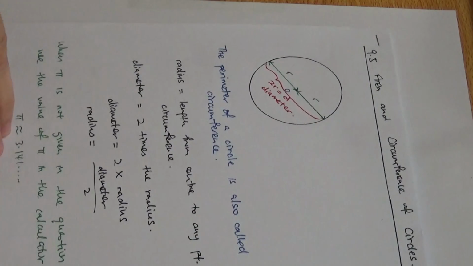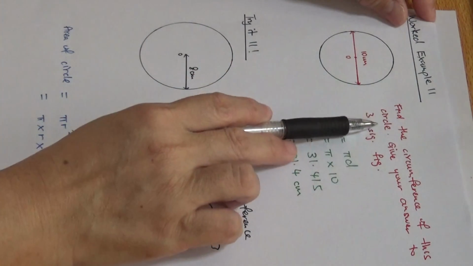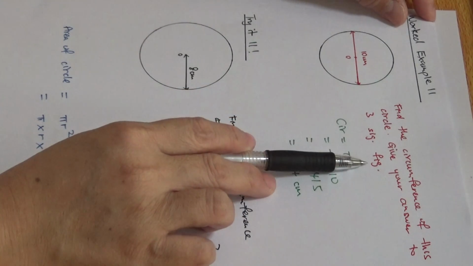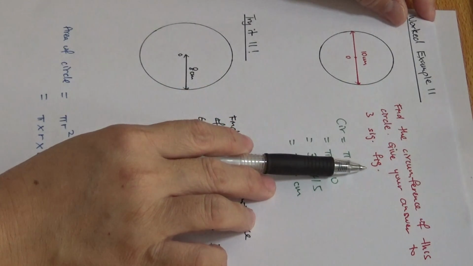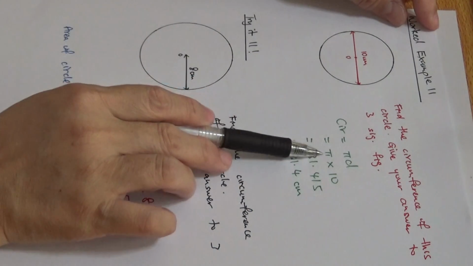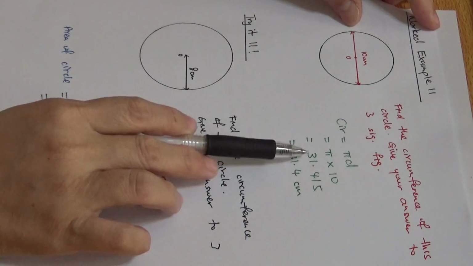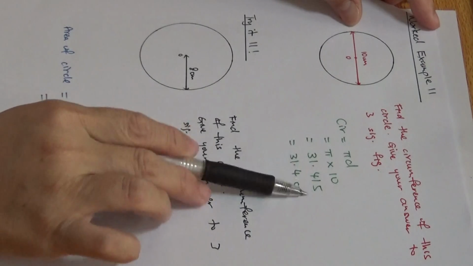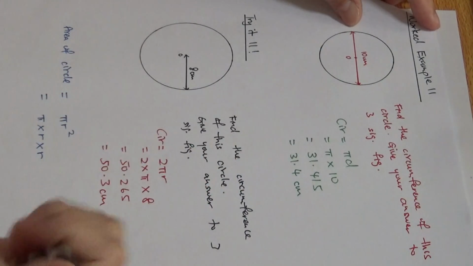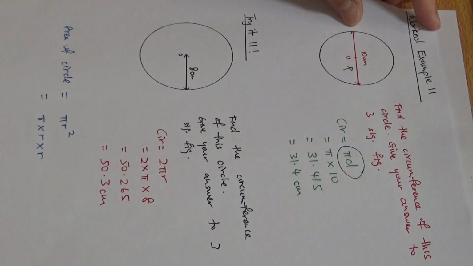Now I'm going on to work example 11. It says, find the circumference of this circle, give your answer to 3 significant figures. Even if the question doesn't say that it must be given to 3 significant figures, you are expected to do so. So circumference is pi d, so pi times d, diameter 10, get this answer, final answer 3 significant figures. Note that the initial working must be given to 5-figure truncate. Now, why did I use pi d here? Because in this question, the diameter is given.